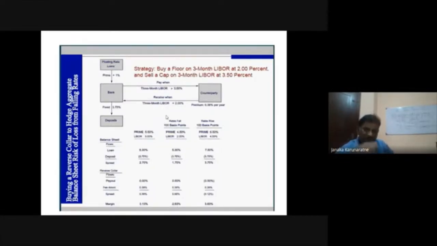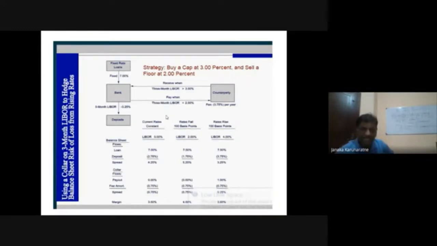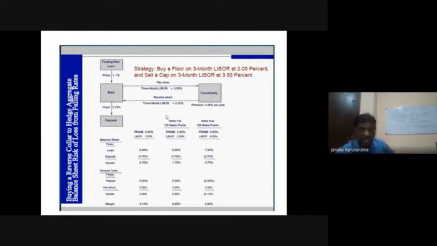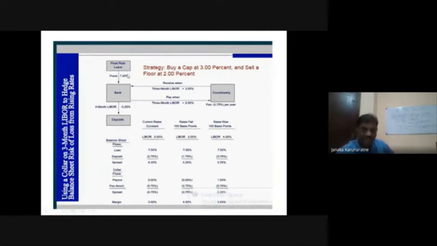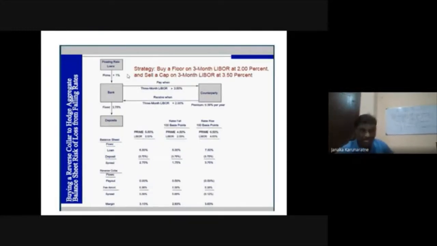Okay, now let's move on to a reverse collar. Now, a reverse collar is to buy a floor and sell a cap against declining interest rate. So now the structure is different. Earlier you had fixed income, floating expenditure. Now here you have a floating income, fixed expenditure, right?